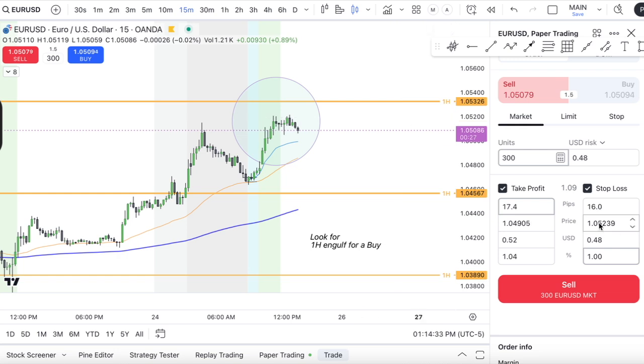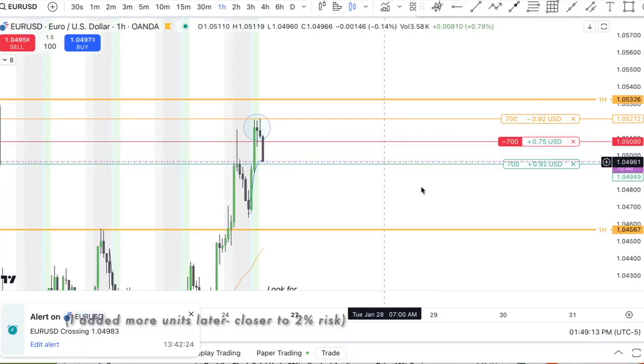Okay, and it looks like our stop loss would be at 1.05238, and that would be right about in here. And so that looks like a good place for a stop loss. And so let's go ahead and click the sell button.